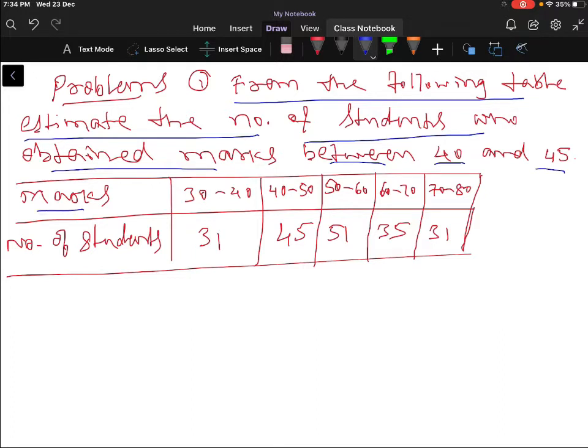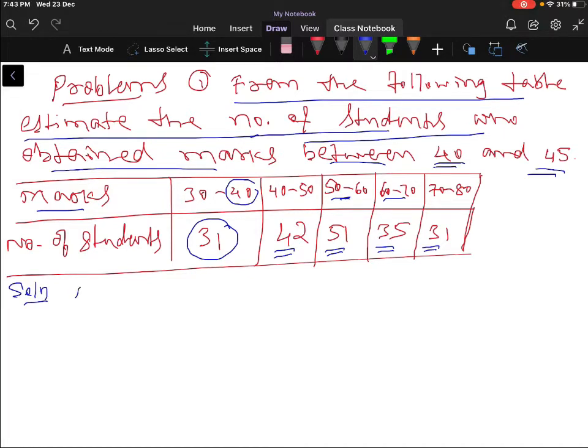So in the table we have the data. In the first row of the table, marks between 30 and 40, there are 31 students. Marks between 40 and 50, there are 45 students. Marks between 50 and 60, there are 51 students. Marks between 60 and 70, there are 35 students. Marks between 70 and 80, there are 31 students.